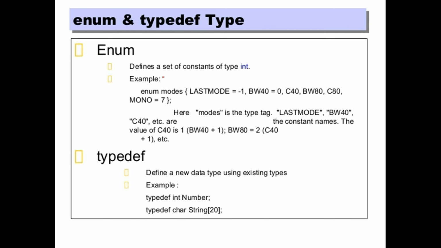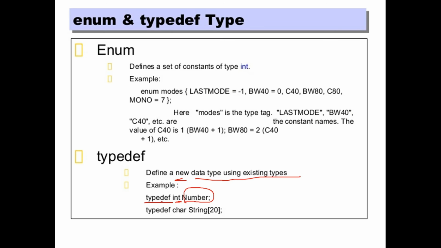Enum is used to define a set of constants of type int, as we discussed in the example earlier, and typedef is used to define a new name for your existing data type. So here I am just taking an example. You have typedef, your basic data type, and the new name you want to give for that data type, that is number.